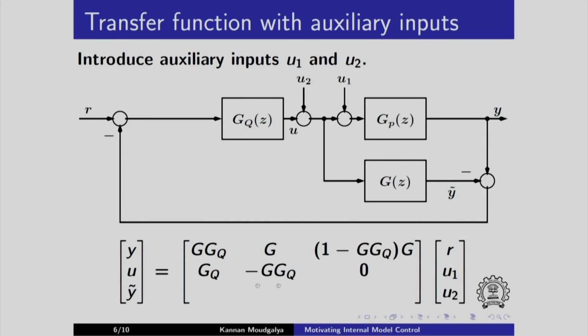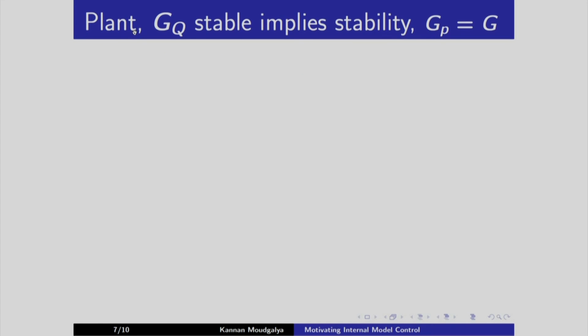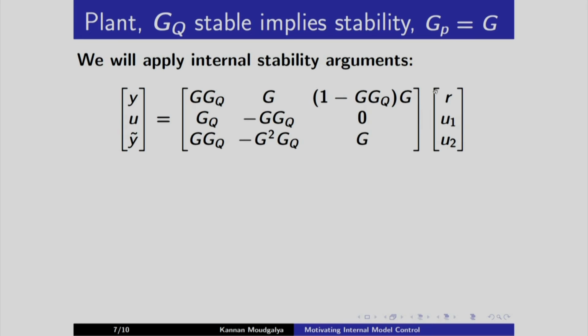Similarly we get the expression for u and the expression for y tilde. I would want you to go through this and verify that you indeed get these. So we have made the assumption gp equals g here. So we will now see that plant and gq stable implies stability of the overall system with gp equals g.